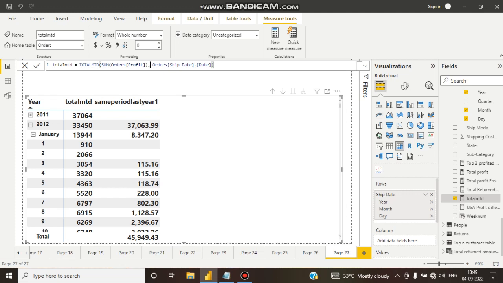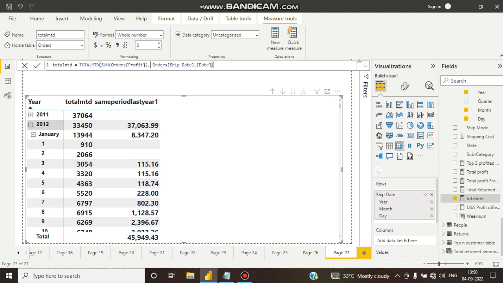Okay. Then I also want same period last year. What does same period last year mean? Here you can see this is 2012 January data, right? So same period last year means 2011, that is, the data of January 2011.